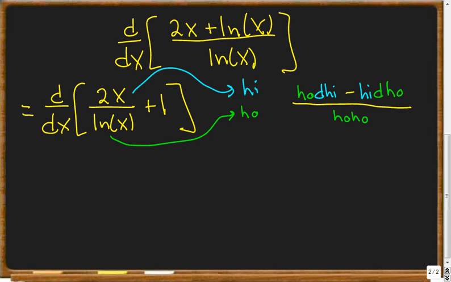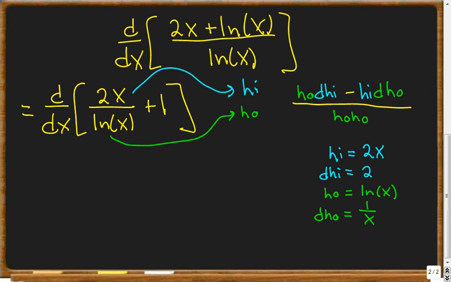put it together. So we start off, again, we'll start off with our high function. Our high function here is 2x. The derivative of 2x, our d high, is going to be just 2. Then we are going to go to our ho function. And our ho function is the natural log of x. And the derivative of that, excuse me, d ho, is just 1 over x.